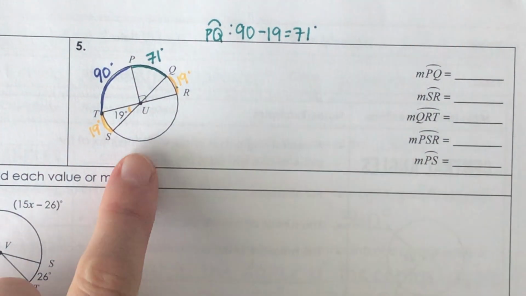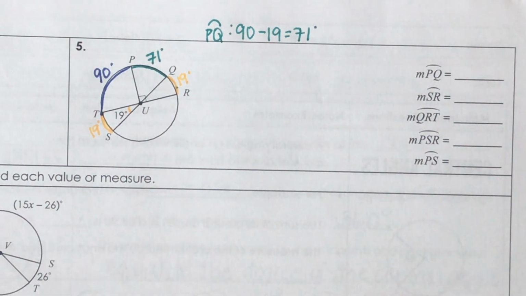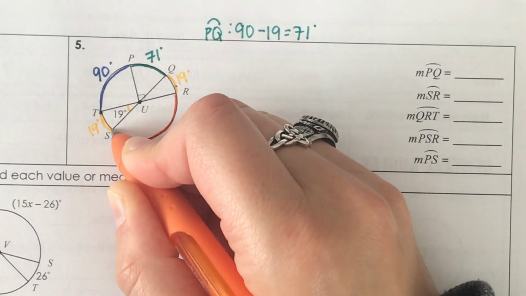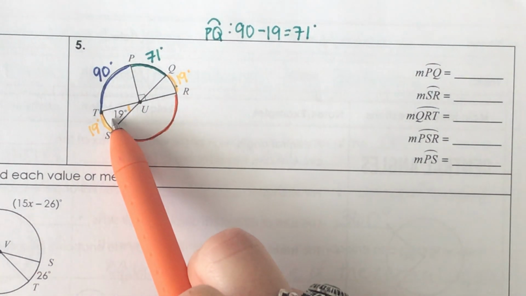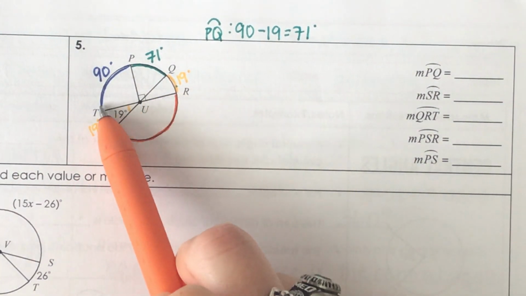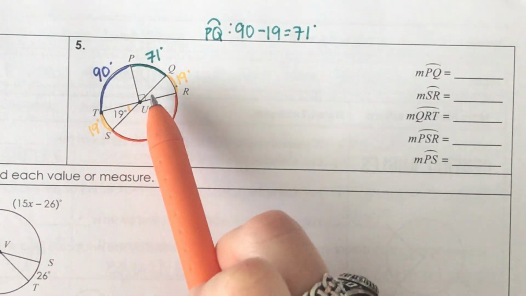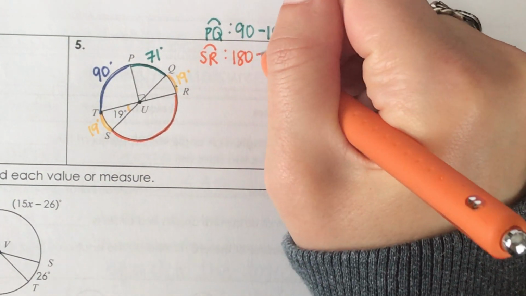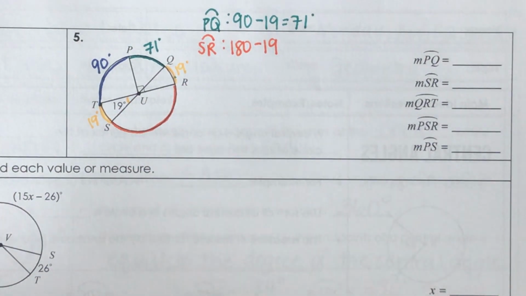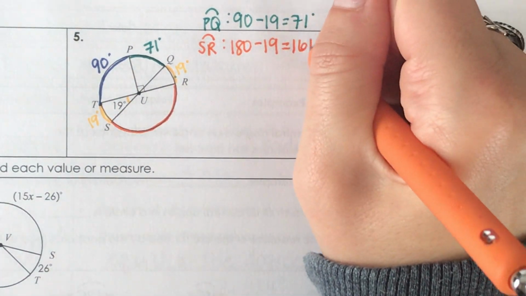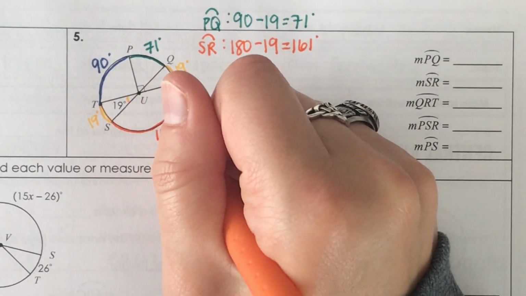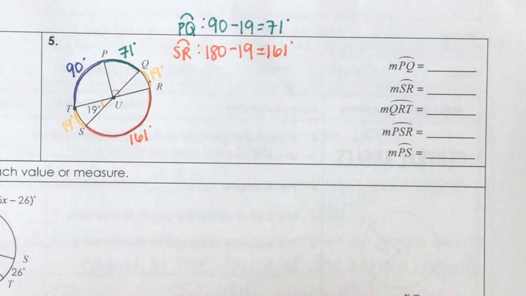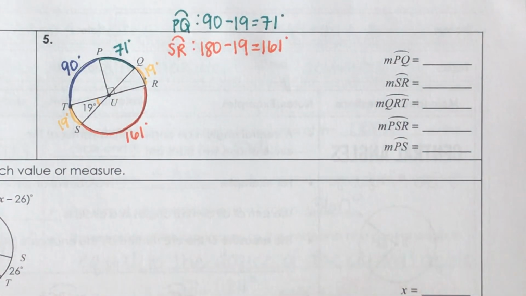Last thing I can do is right over here, SR. I can figure out this side because I know if I put this piece and this piece together, I should get, excuse me, 180 degrees. It's a straight line. So just to find that one piece, I can take 180 and subtract 19 from it. And I get 161 degrees. So now I know all of my arcs and all my pieces. Now it's really just going to be which pieces do I have to add together to get the answers over here.